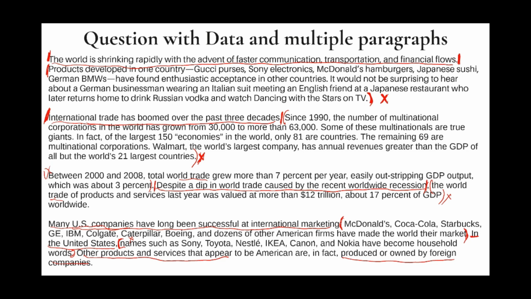Now, if you look at this question carefully, it's full of data, full of information. You've got so many company names: Gucci, Sony, McDonald's, Japanese sushi, German BMWs, even Coca-Cola, Starbucks. So I don't need to include so many examples in my answers, even though they are nouns. We don't need them, isn't it?